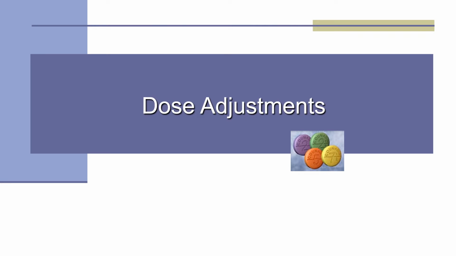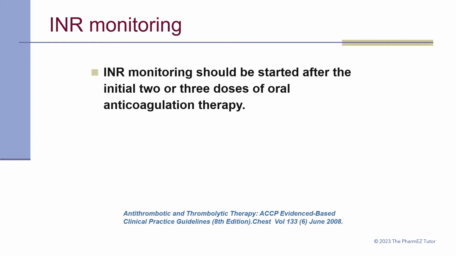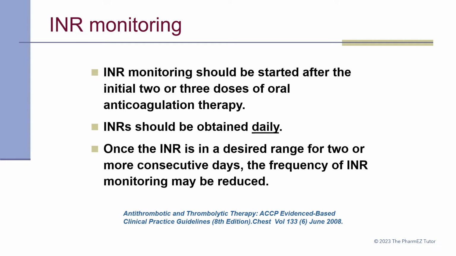So after the initial dose is given, let's talk about how we make daily dose adjustments. Here is where INR monitoring becomes very important. INR monitoring should be started after the initial 2 or 3 doses of oral anticoagulation therapy. INR should be obtained daily. Once the INR is in the desired range for 2 or more consecutive days, the frequency of INR monitoring may be reduced.